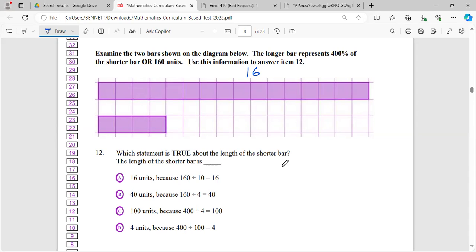Anybody agree, disagree? Which one do you agree with? I agree because basically each square is worth 10. Exactly. You just count by 10. So the smaller bar is obviously 40 units. Agree.